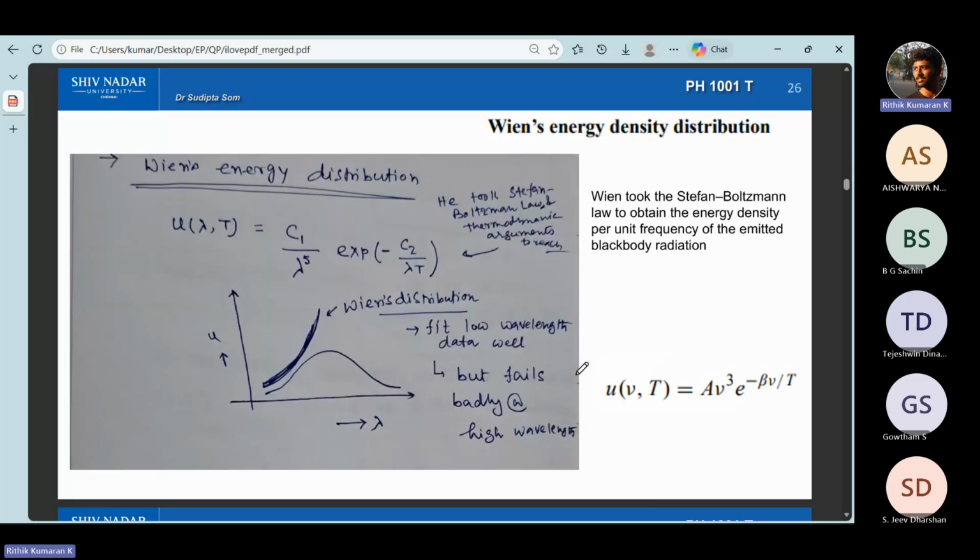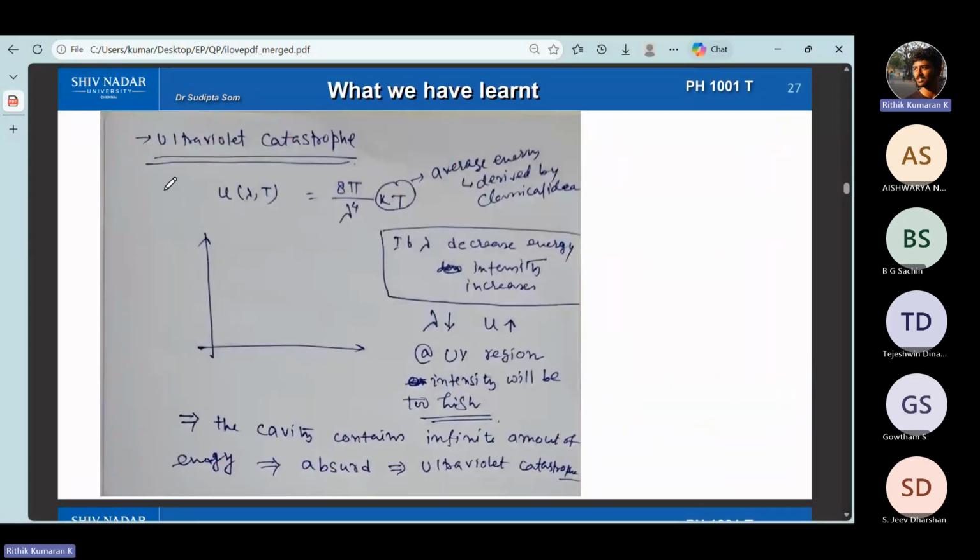So next we come to Wien's energy distribution. This is opposite to Rayleigh's. This fits very well for the lower wavelengths, but performs badly for the higher wavelengths. Here you can see the formula, which is derived using the Boltzmann law and the laws of thermodynamics. There's no need for the derivation here. C1 and C2 are constants. So this is inversely proportional to lambda power 5. And this formula is represented here in terms of frequency. Simple.